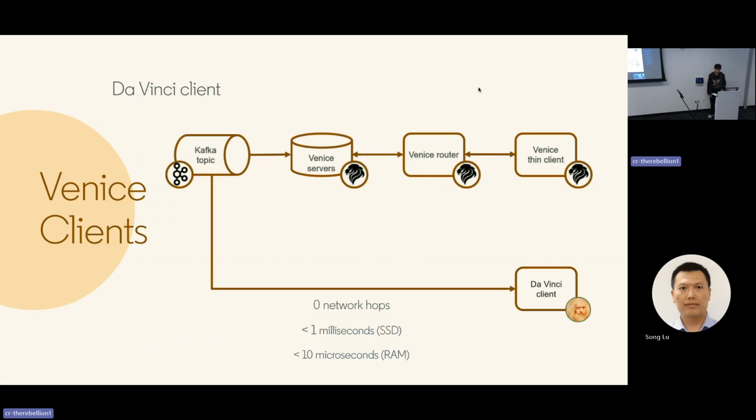latency. And then a few years later, we introduced the Da Vinci client, which is the eager cache that bootstraps the data directly local to the app, whether on an SSD or in RAM. And queries are made with 0 network hops, which can get you less than 1 millisecond, where I think something like 200 microseconds for SSD, and then less than 10 microseconds for RAM.